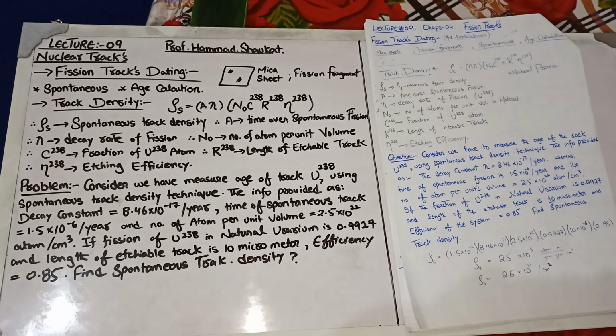So after calculating you will get your answer, and the answer is 3.62 into 10 raised to power minus 5. Again, this is in atoms per centimeter square per year square, but you have to convert it into atoms per centimeter square. So the answer is basically 3.64 into 10 raised to minus 20 atoms per centimeter square. So this is basically the spontaneous track density, okay, this is how you can find it.